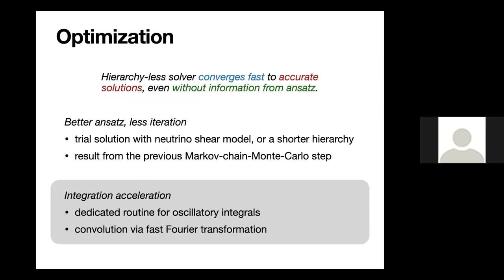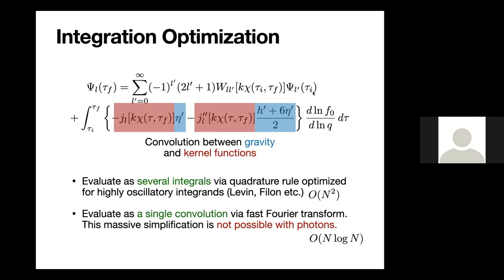The second optimization that we can do is we can optimize how we do the integral. So we are evolving the integrals with the rest of the system that is being described by the ordinary differential equations. By evolving the integrals, what I meant is that we fix the initial tau I, and we move tau f from tau I to today's time with, let's say, n time steps. For each of those n time steps, you will need to evaluate this integral that is basically a convolution between gravity and kernel functions. It would be great if you can do this faster.